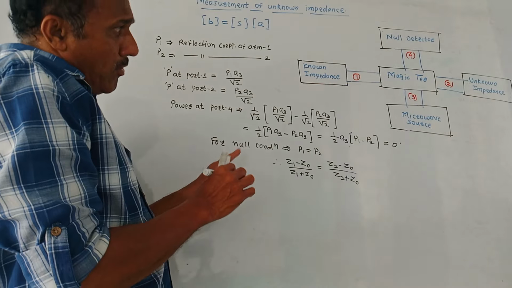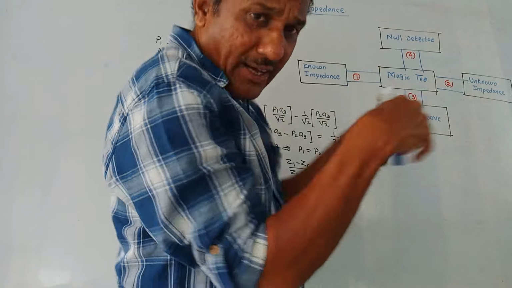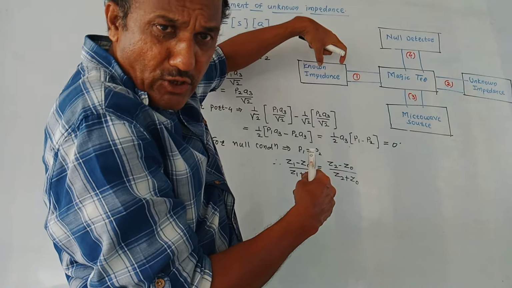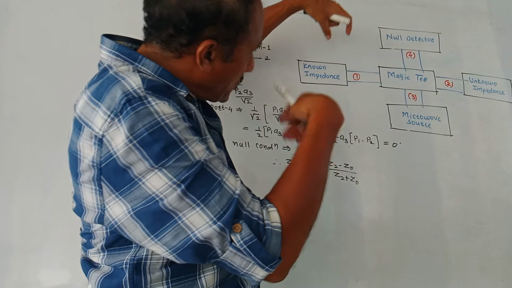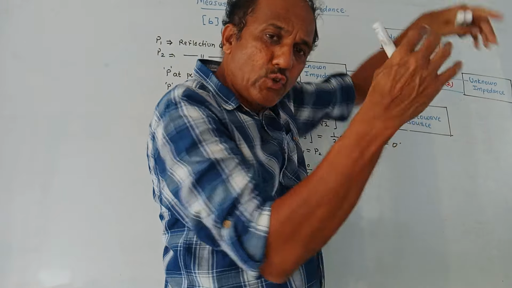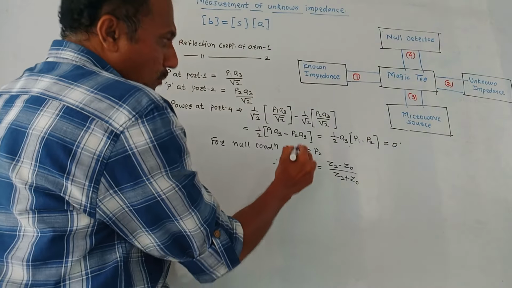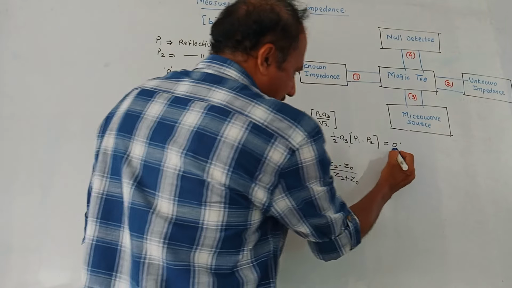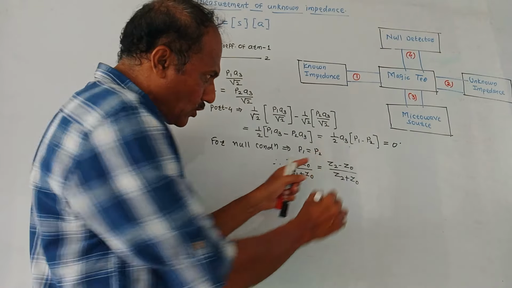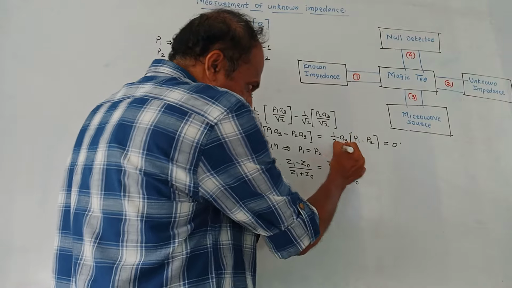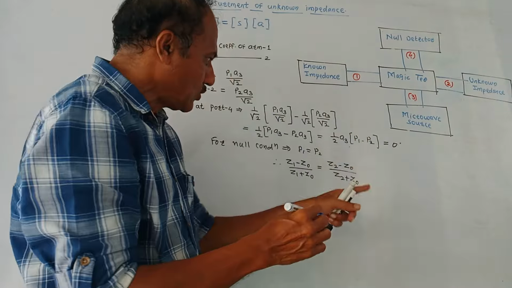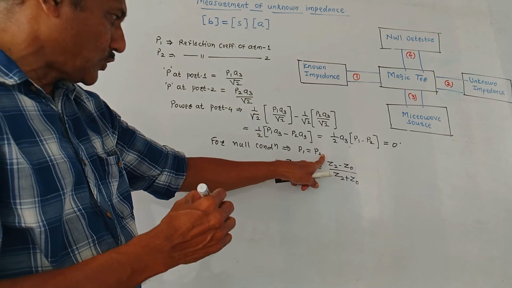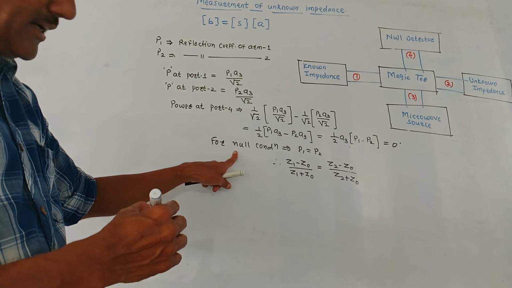Now for the null detection, अब देखो क्या करना है, हम लोगों को ये unknown impedance measure करना है. So go on changing this value of known impedance in such a way that at the null detector you will get 0 output. So for the null detection, this term, that means power at port 4, will become 0. So this term becomes 0. तो ये लोग हम ये 1/A3 यहाँ पे RHS में ट्रांसफर करेंगे. So you will get P1 minus P2 is equal to 0. That means P1 is equal to P2. This is the null condition.